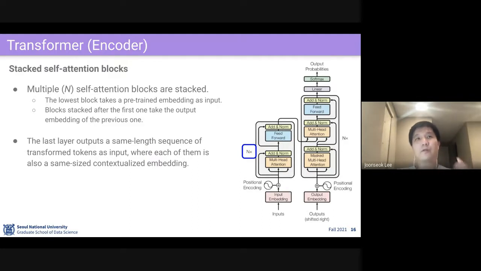And each of those words or tokens is also the same size, which is 4-dimensional in the previous picture. So the last layer outputs the same length sequence of transformed tokens as input, where each of them is also the same size contextualized embedding. What is the keyword here? Contextualized. Why do we do this? For each word embedding, we contextualize or update its embedding, reflecting the semantics of other words observed in the same sentence. And the dimensionality is still the same. So it's still the same vector, but just its meaning was updated or transformed. So that's why we call this model a transformer.